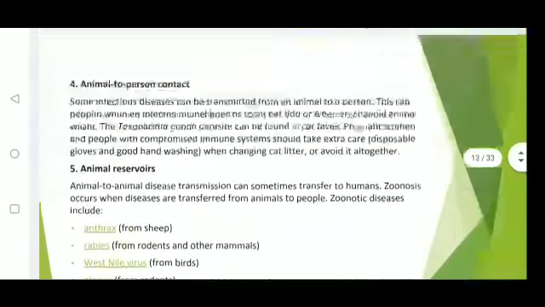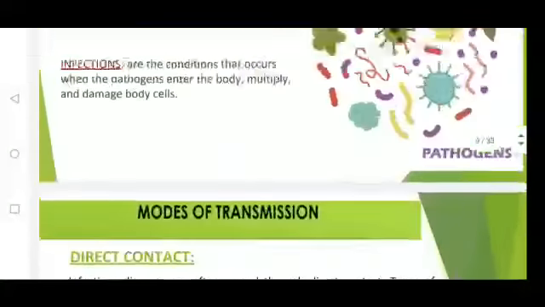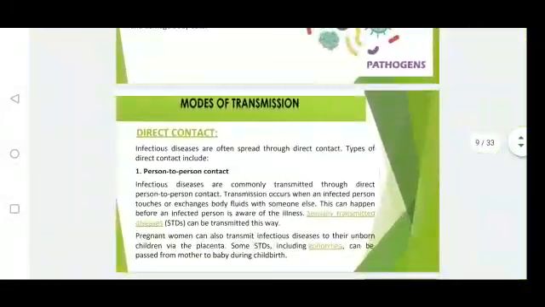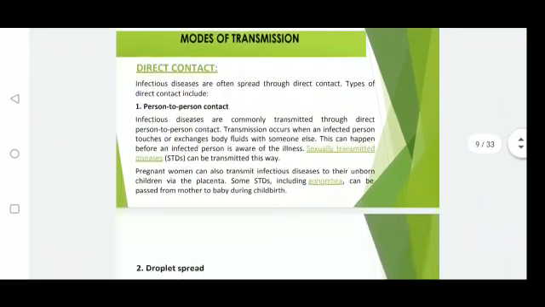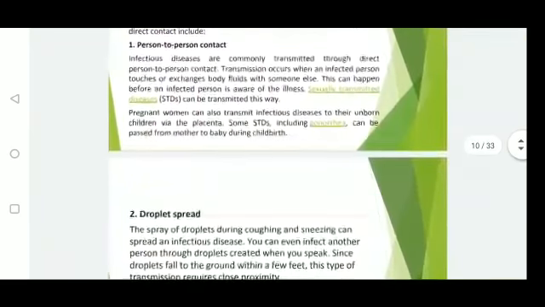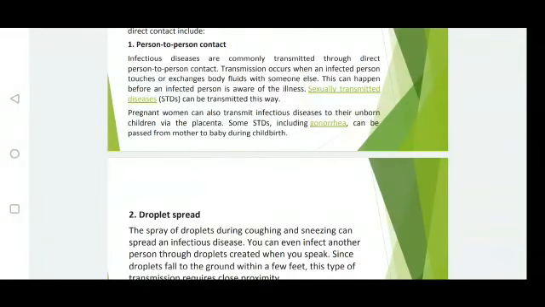Once more, let us look at the mode of transmission. Mode of transmission is direct contact transmission and indirect contact transmission. Direct contact transmission consists of two things: person to person contact and droplet spread. Person to person contact consists of, first, touch; second, exchange of body fluid; third, sexual contact; and fourth, uteroplacental route.